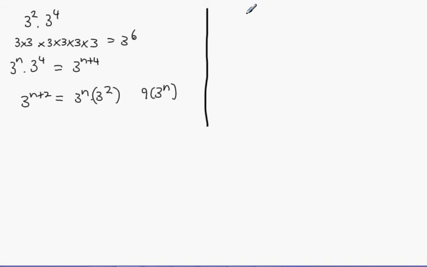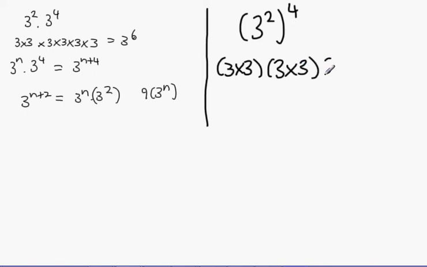So if I had this, 3 squared to the power of 4. This time what it means is 3 multiplied by 3 done 4 times. 3 multiplied by 3, 3 multiplied by 3, 3 multiplied by 3. How many 3's do you count up in total? 8. That is why you multiply the 2 by the 4, and the answer to this one is 3 to the power of 8.